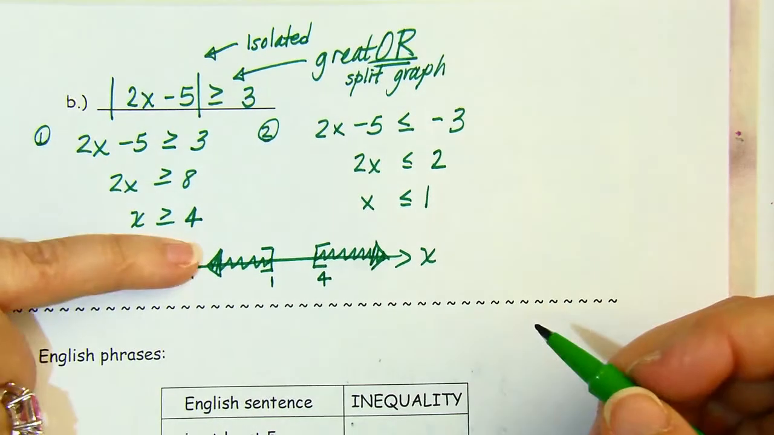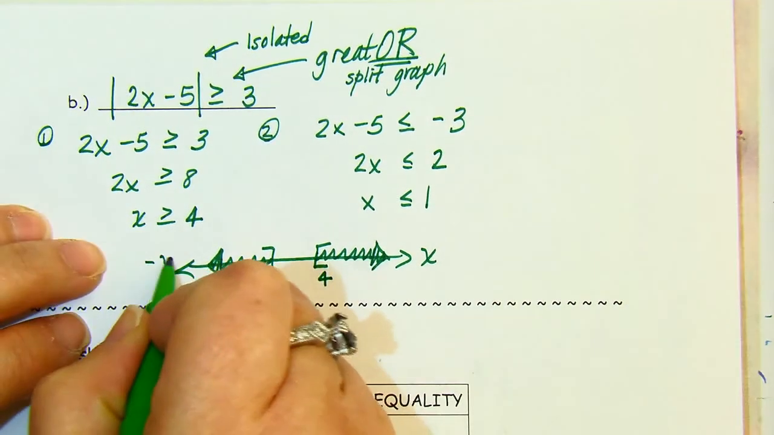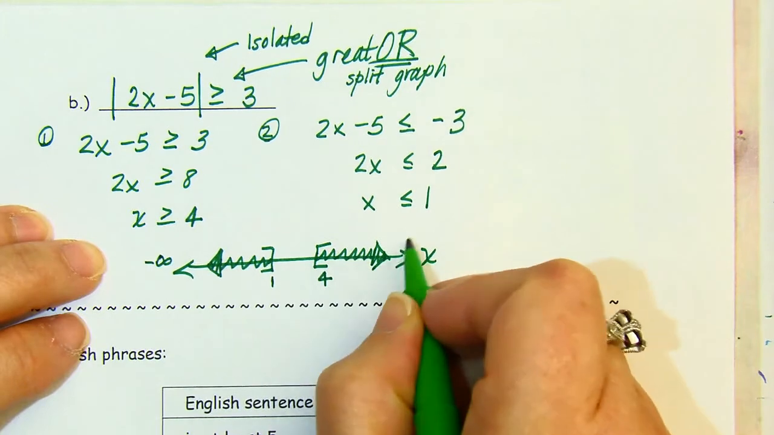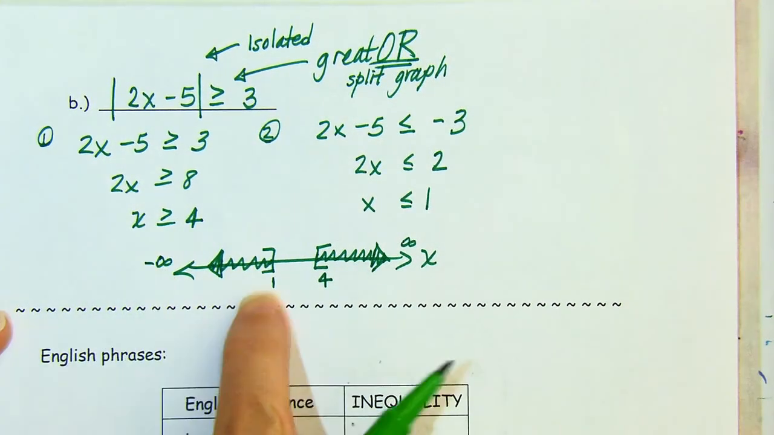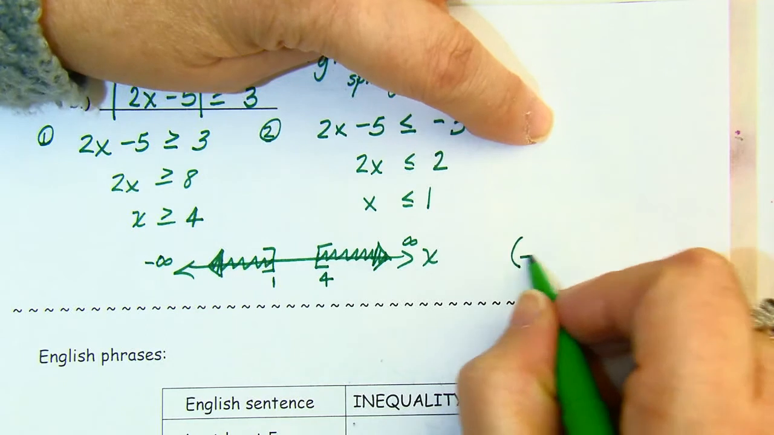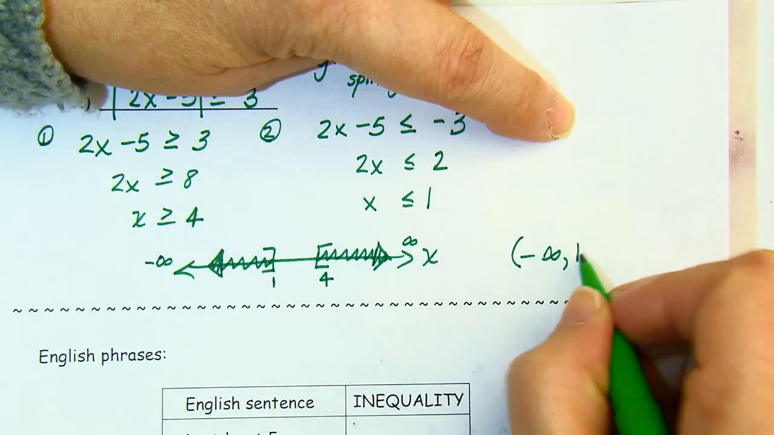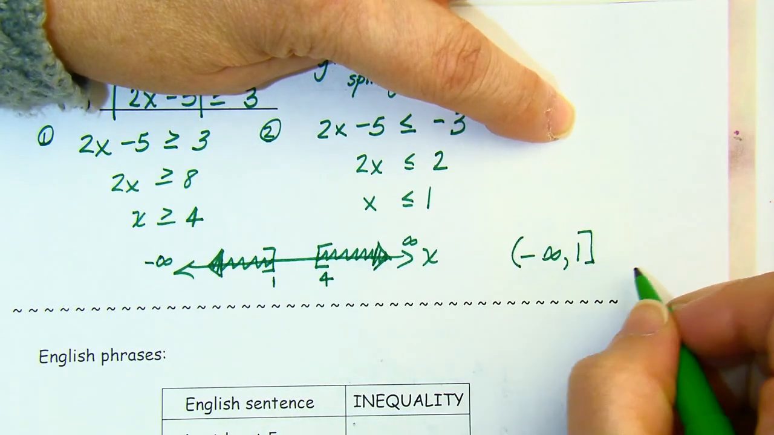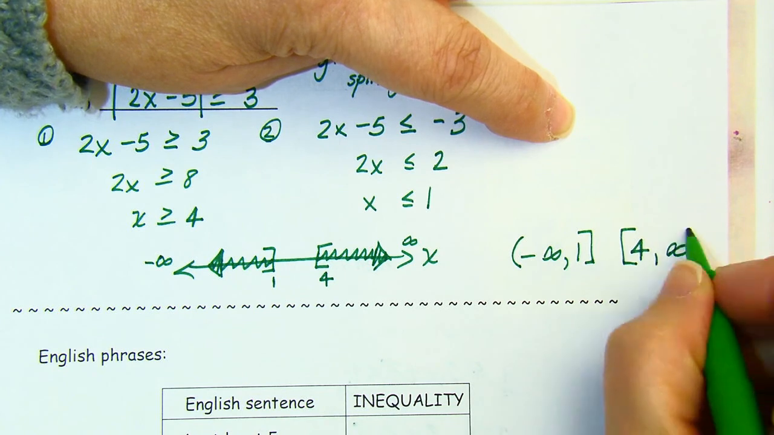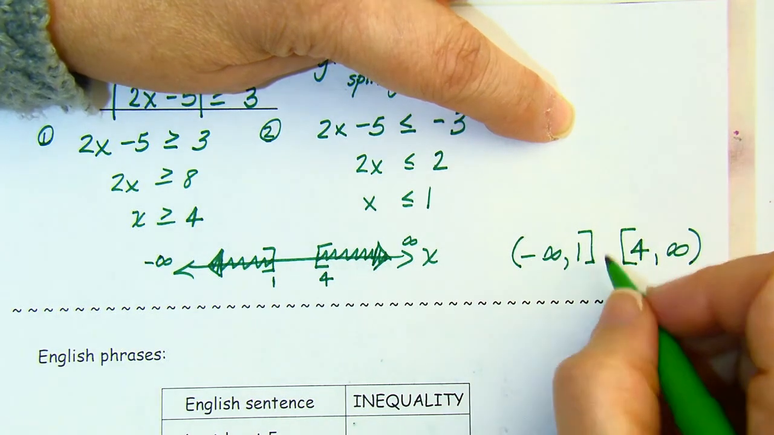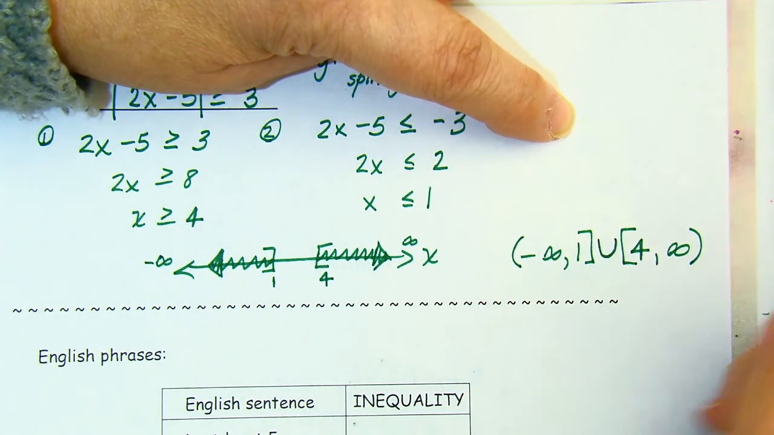Well, this is negative, right? Negative infinity is always on the left side. Positive infinity is always on the right side. So I'm going from negative infinity up to and including 1, with a bracket on 1. I'm also including solutions from 4 to positive infinity. And I want both of these at the same time, so we use a union with.